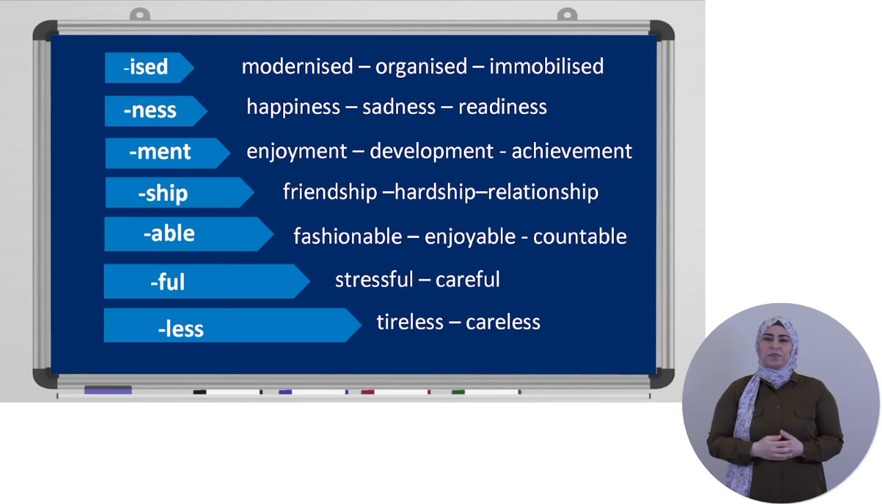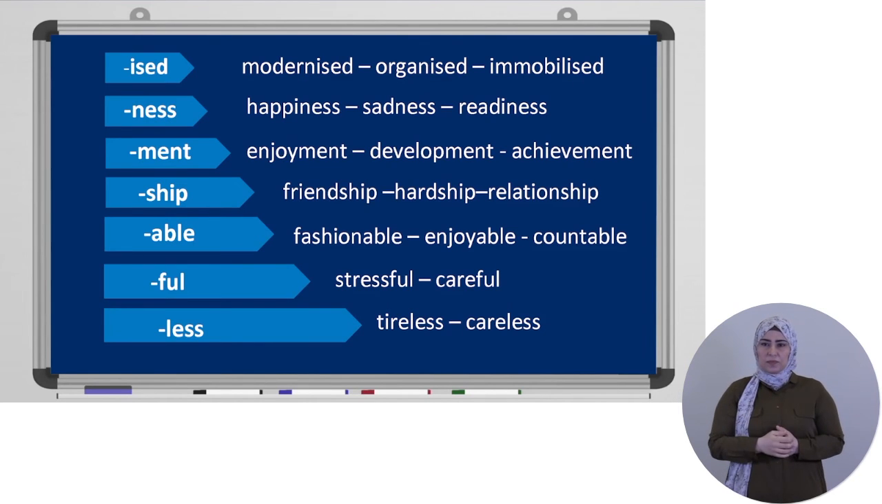Here are some examples of suffixes you can use. You can use ized, ness, ment, ship, able, full, and less. Remember, some suffixes change words into nouns. For example, ized. If I say this is a modernized building, he is full of happiness. These are the examples in front of you.